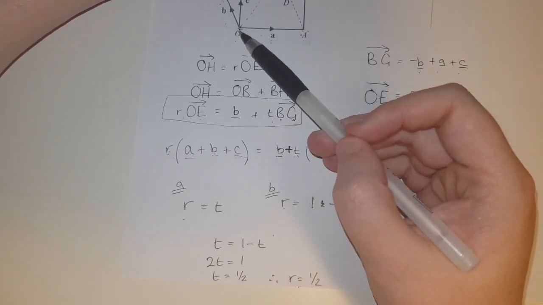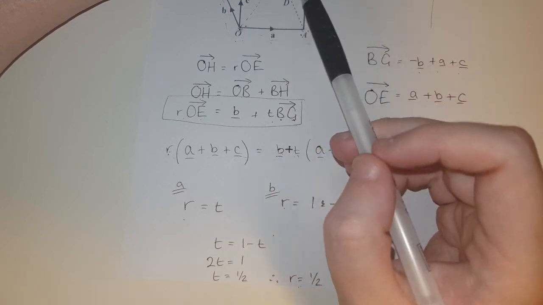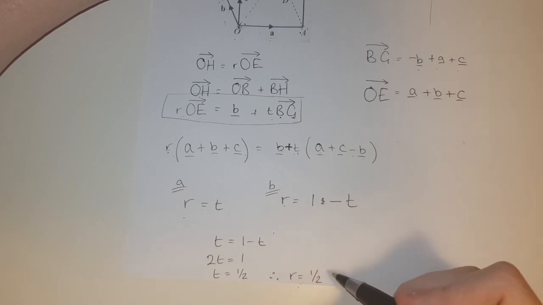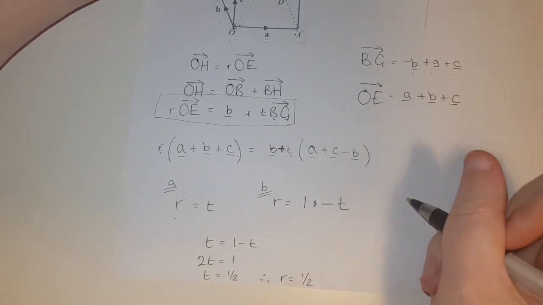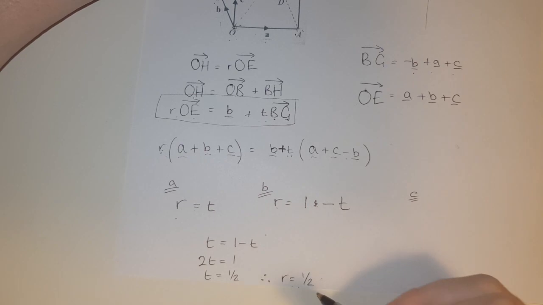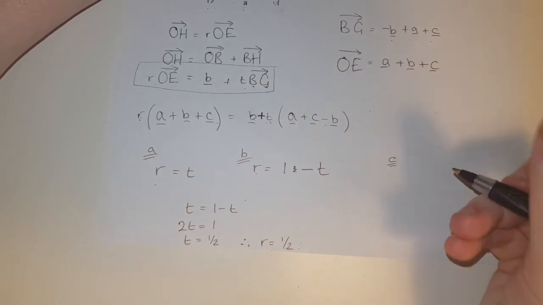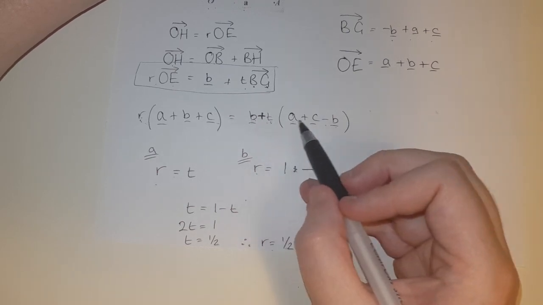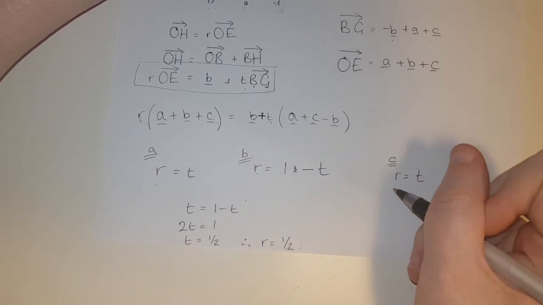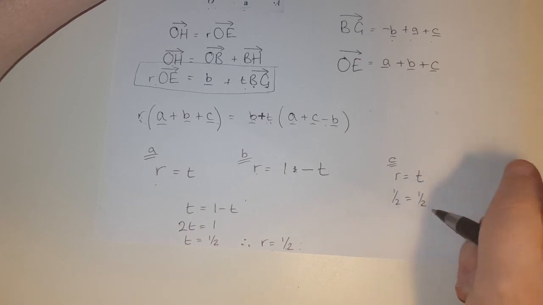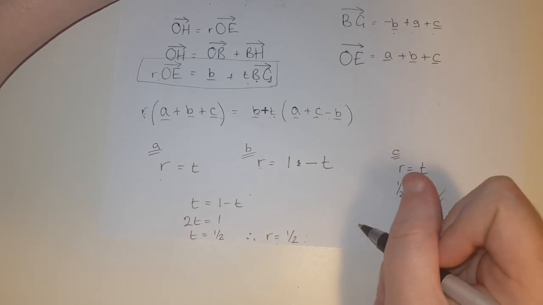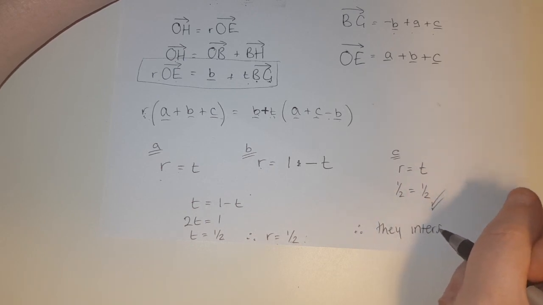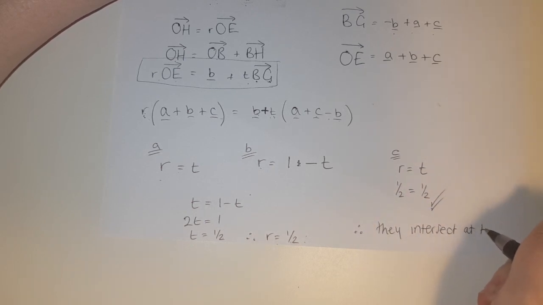And so you've proved that point H is halfway along the line O to E, and point H is halfway along the line B to G. And just to check that they actually intersect, all you need to do is basically plug that value into the C's to make it work. So on this one, you get R has to equal, there's no T's there, it's just T. And since R is a half, T is a half, it works for C. So therefore, they intersect at H.